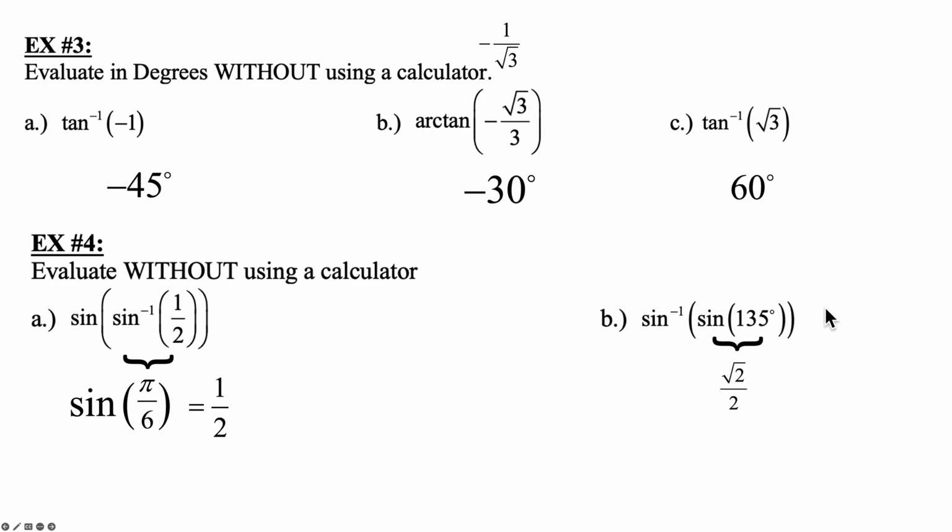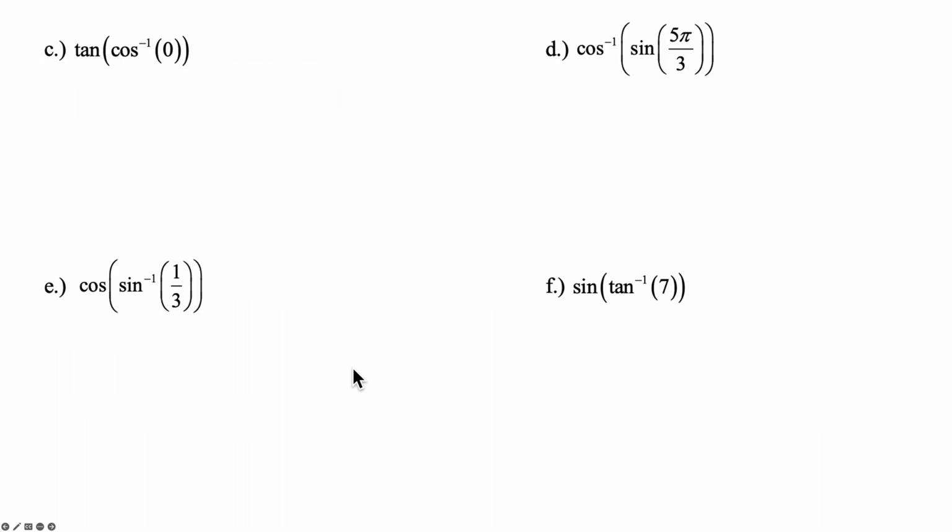So sine of 135 degrees is a 45-degree reference angle in quadrant 2, so that's square root of 2 over 2. Now, the inverse sine of square root of 2 over 2, it's positive. This puts me in quadrant 1 for a 45-degree reference angle. Notice these did not come out to be the same, so that's why we have to do these inner and outer, each one individually. All right, C, tangent of inverse cosine of 0.